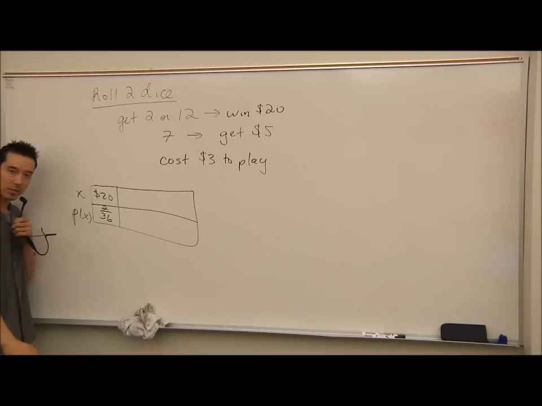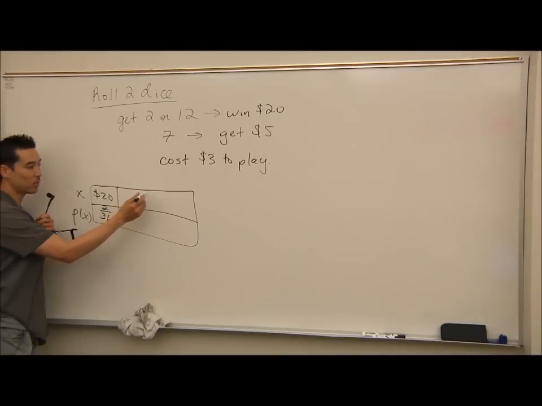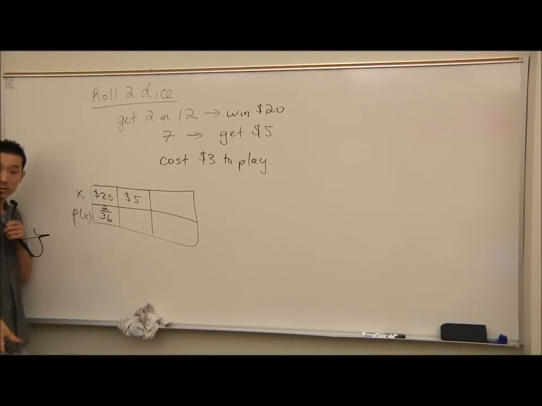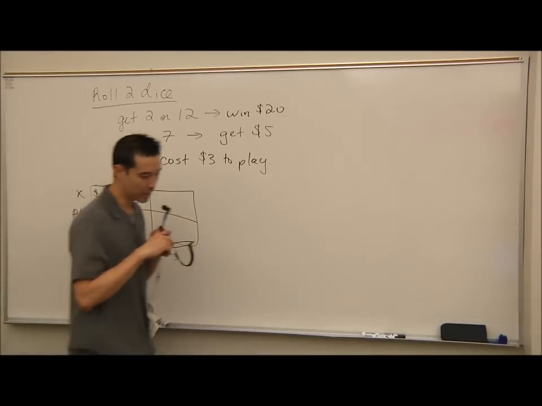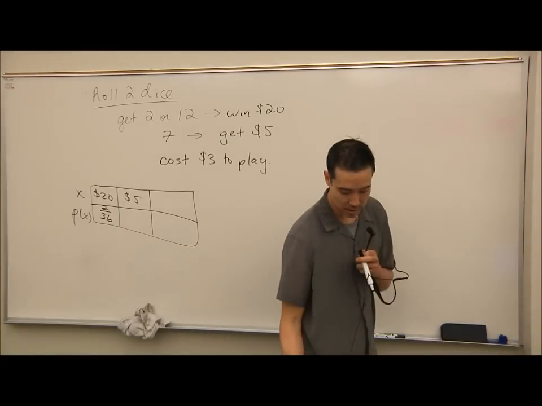You might have to go back and look at your sample space on some of these problems. Rolling a 7 will win me $5. How many ways are there? Take a look at your sample space back on whatever page that is, and look at how many different ways you can get a 7.